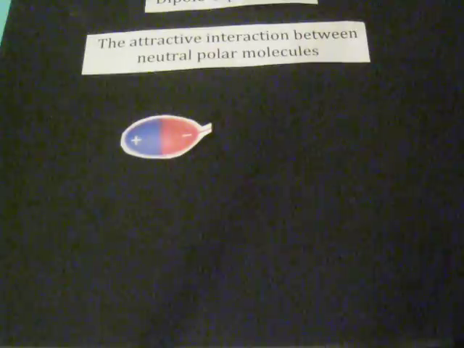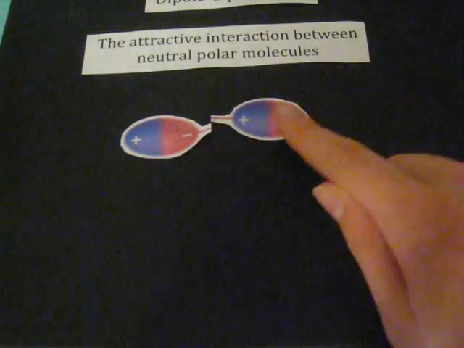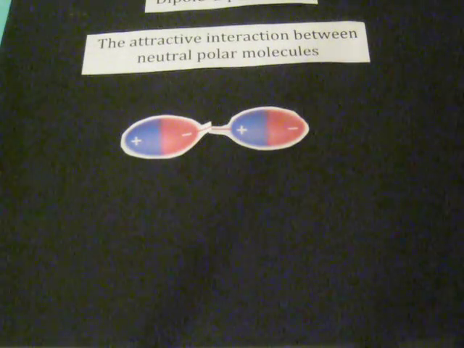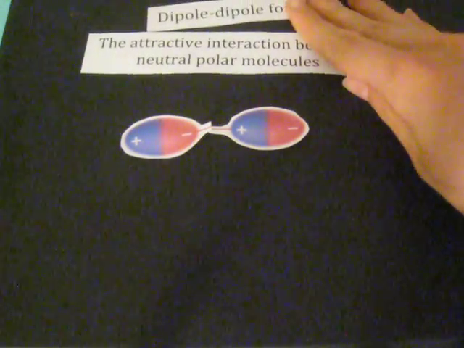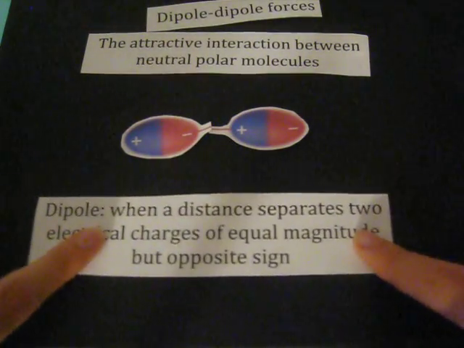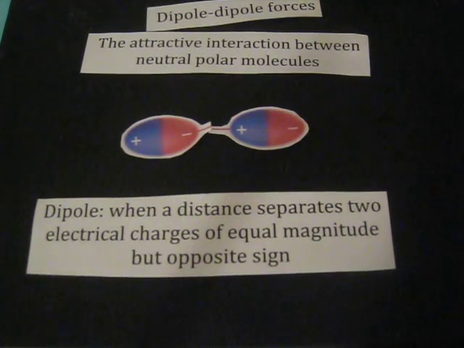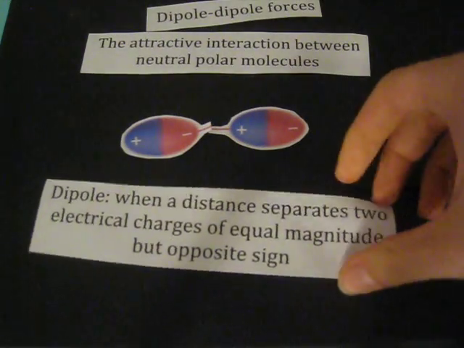The positive end of one molecule is attracted to the negative end of another molecule. These forces are called dipole-dipole forces because a dipole is a measure of the polarity of a bond or molecule. A molecule is said to have a dipole when a distance separates two charges of equal magnitude but opposite charge. These forces are only effective when molecules are close together.